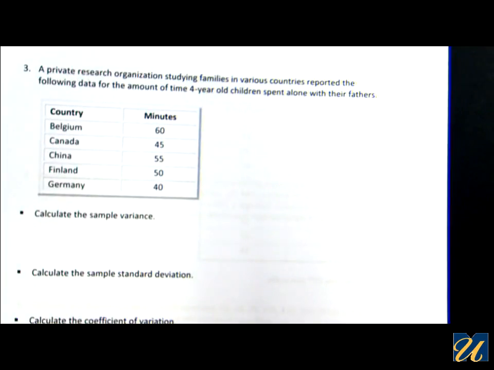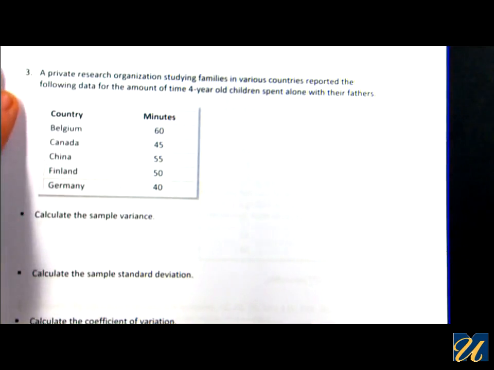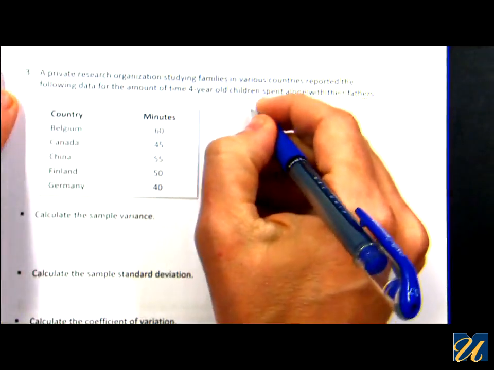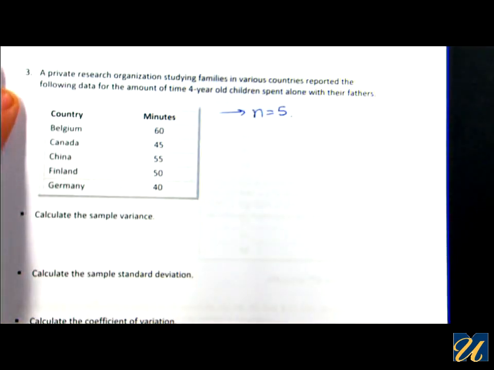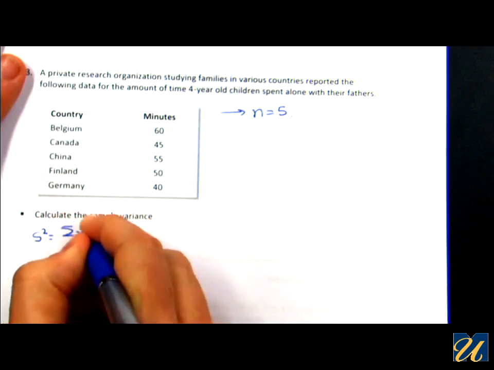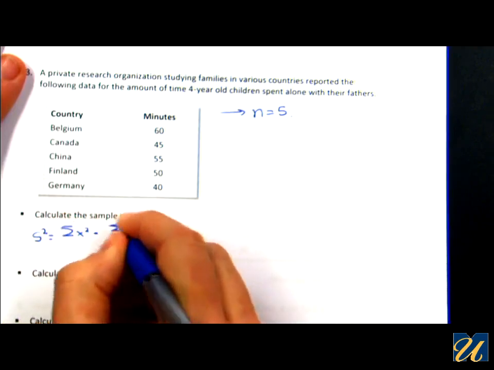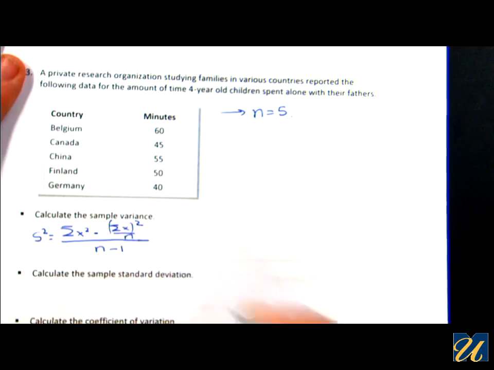Now, a private research organization studying families in various countries reported the following data for the amount of time 4-year-old children spend alone with their fathers. So n is equal to 5. We want to find the sample variance. The sample variance S squared is equal to the sum of the squared entries minus the sum of all the entries squared over the sample size, and all of this over n minus 1.